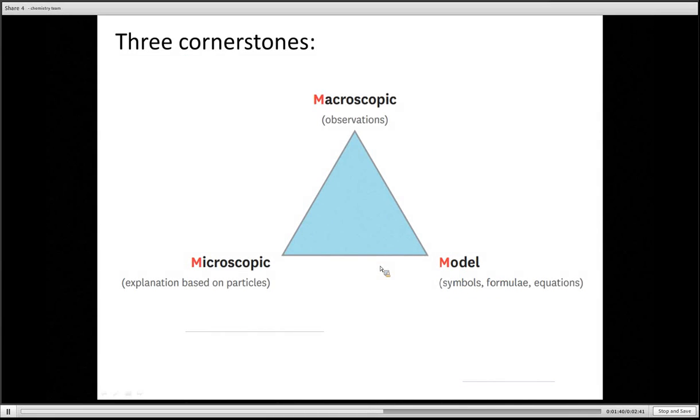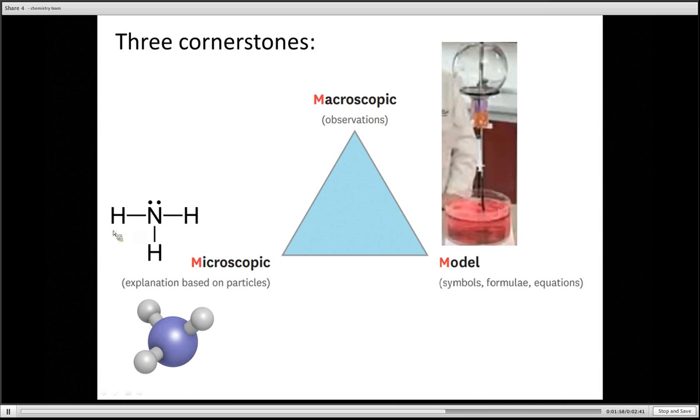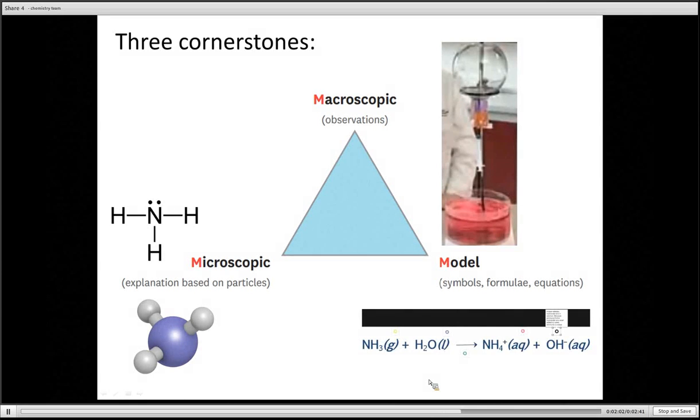Again, the three cornerstones. The macroscopic is your observation, so this is a video you're going to be looking at to see the solubility of ammonia, and then the microscopic is how we explain that solubility, looking at the structure of ammonia. And the model is the symbols, equations, formulae, the way we represent the macroscopic and the microscopic. You need to think of all three aspects.